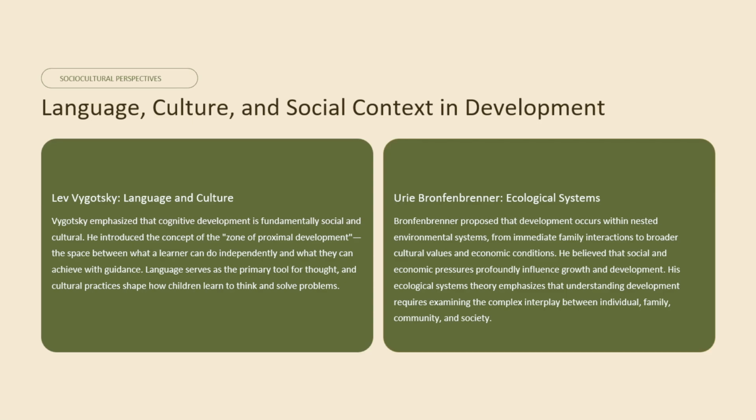Next is Urie Bronfenbrenner, who looked at development through the lens of environmental systems. He believed development is influenced by layers of environment, starting with immediate surroundings like family, and expanding outwards to schools, communities, culture, and society. Things like poverty, access to healthcare, education level, and social support all affect development and health outcomes.